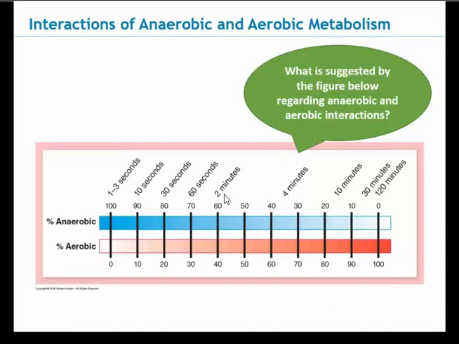So we just have a few more slides to wrap up chapter 2. In this next part, we want to talk about interactions between aerobic and anaerobic metabolism. Normally I would put this chart up here, and I would have you talk to your neighbor and answer this question: what is suggested by the figure below regarding anaerobic and aerobic interactions? Just think about this for a second, look at it and try to figure out what it is talking about.